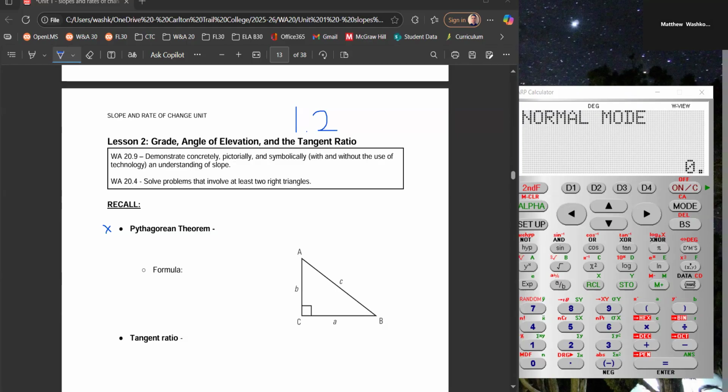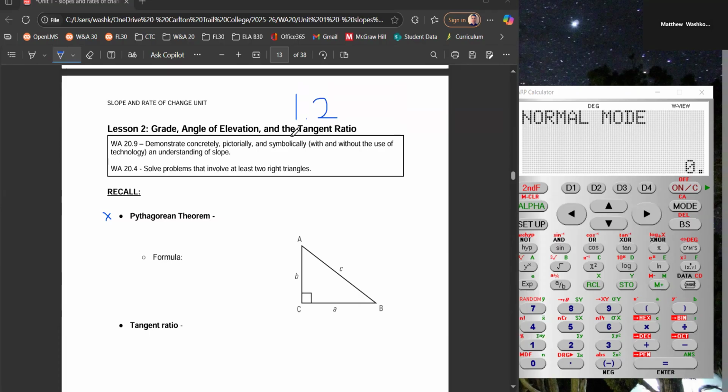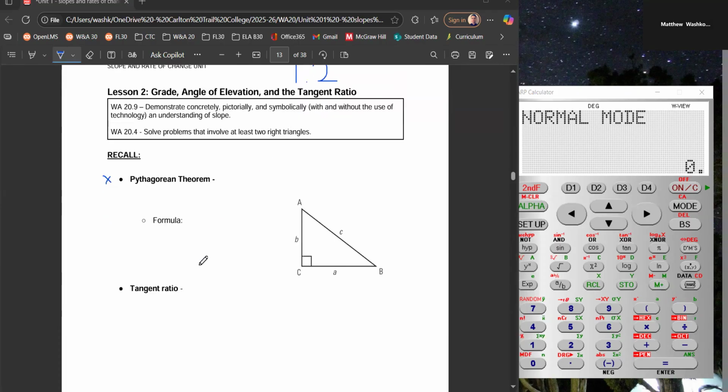So we are going to be focusing on a couple things: grade, angle of elevation, and the tangent ratio. I'm going to talk about the tangent ratio first here. Triangles are annoying. Triangles are stressful. We're going to focus more on them later. I apologize. We do have it in the course right now, though, for a little bit.